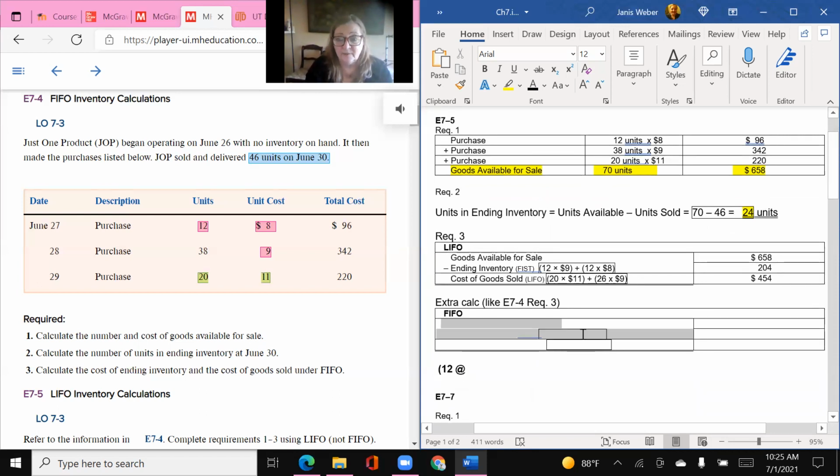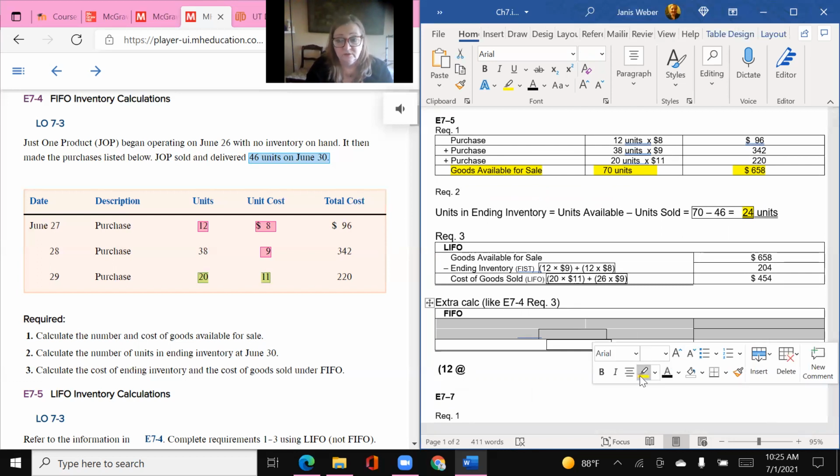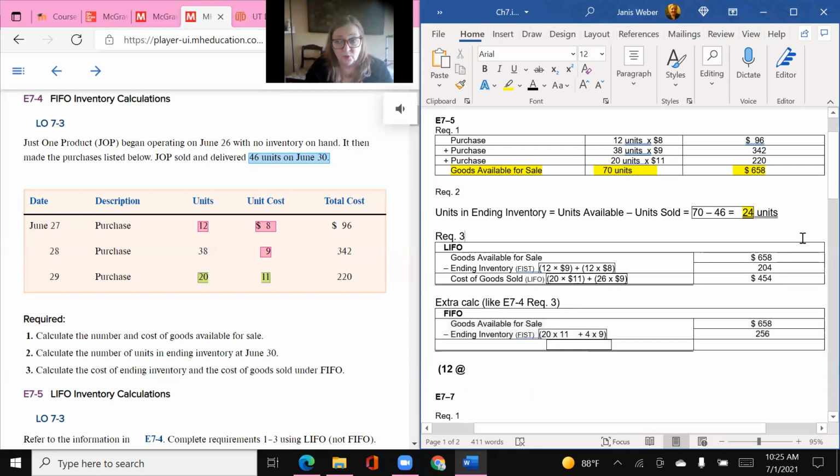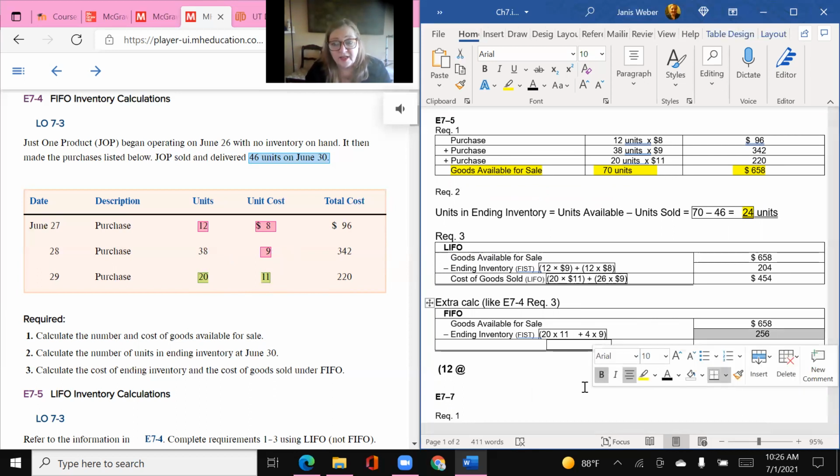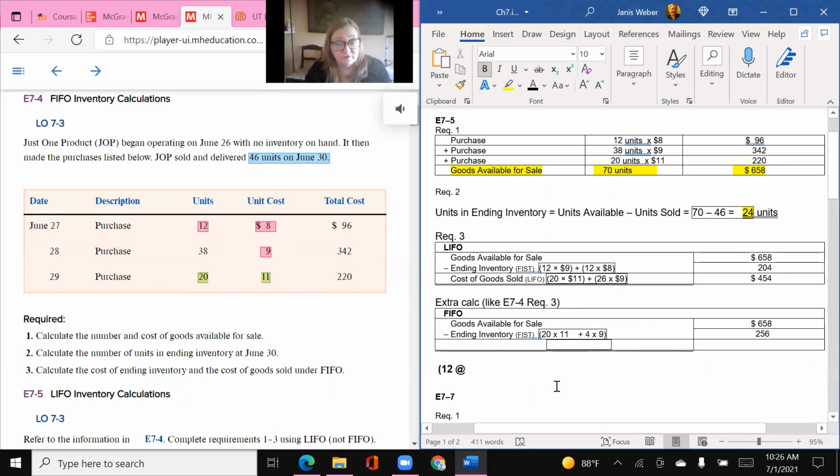We would have had the very same cost of goods available for sale, but we would have had a different ending inventory. Because under FIFO, we would assume we sold the earliest purchase first, and the last ones bought would be what was still left over in inventory. So the last ones bought would be 20 units at 11, plus another 4 units from the next to the last purchase. So 4 units at 9 and 20 units at 11. So that would be what, 220 plus 36. So that's where this 256 is coming from. So that's our ending inventory under FIFO, or first in, first out.